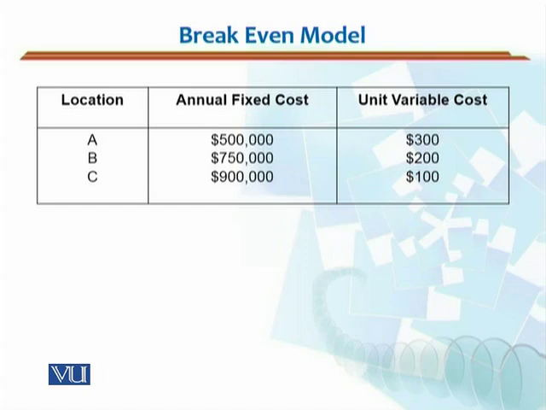So if you see this data, the location A would be having the fixed cost of $500,000. The unit variable cost would be $300 and it would be incremental. जैसे जैसे it can vary with the increasing Q, क्योंकि ये Q का function होगा. Then B would have $750,000 with a unit variable cost of $200 per unit, and then C would be $900,000 as a fixed cost and $100 as a unit variable cost.